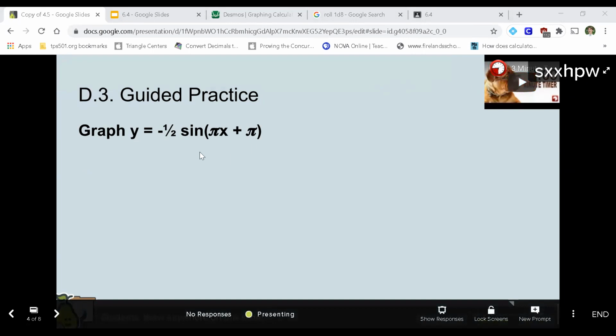You'll be fine. All right, try this one. Graph y equals -1/2 sine of pi x plus pi. And then double check your answer with the calculator. I'll give you 3 minutes to try it on your own, and then we'll go over it together.